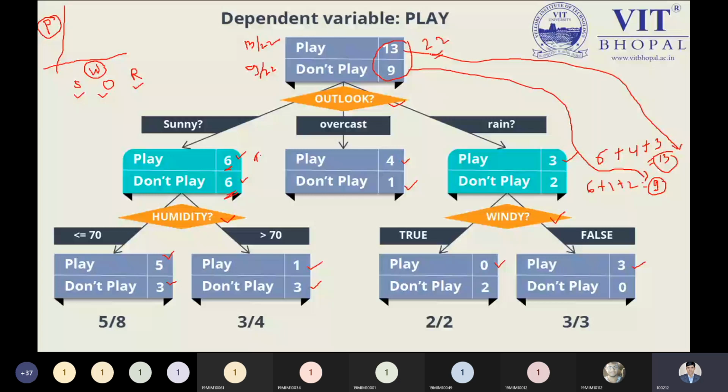Yes, tell me. Any doubt over here? Any student who has any doubt? It describes the representation of our information in terms of the decision. What decision we need to take, and we can explain our information. Yes, tell me, any doubt right now?